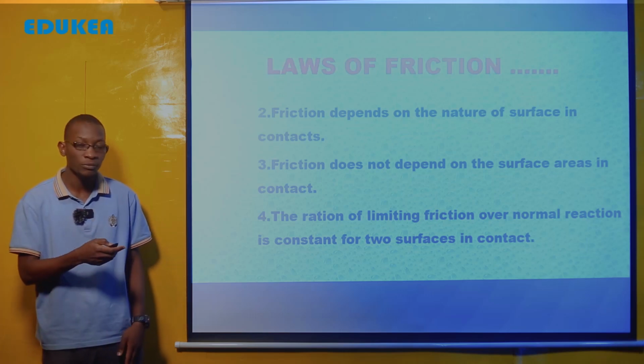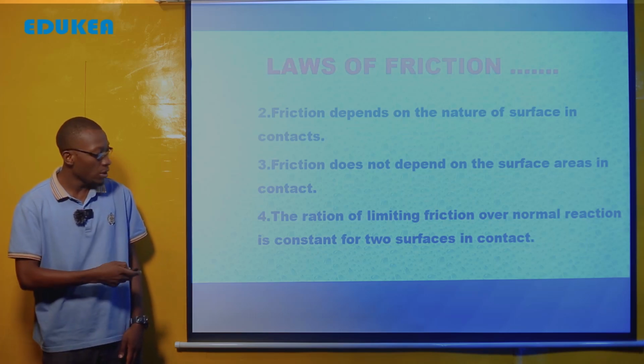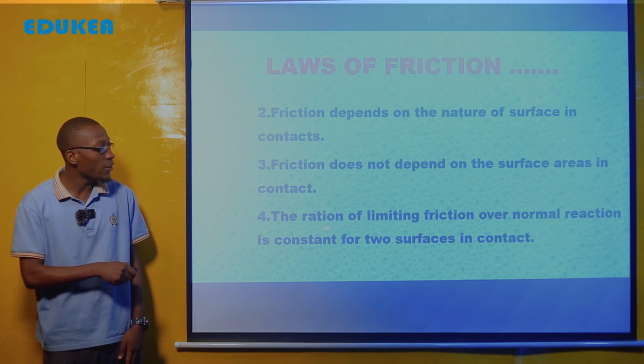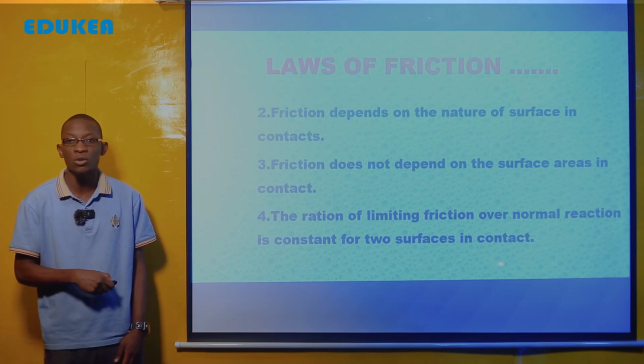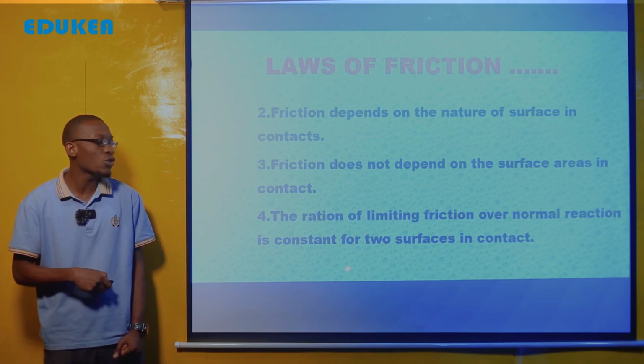Lastly, the ratios of limiting frictions of a normal reaction is constant for two surfaces in contact. So ratio of limiting frictions of a normal reaction is constant for two surfaces in contact.